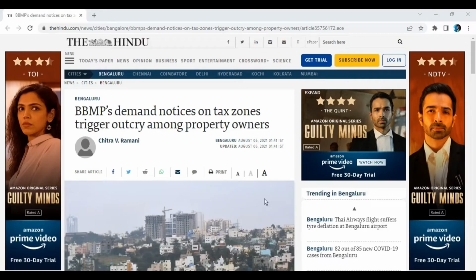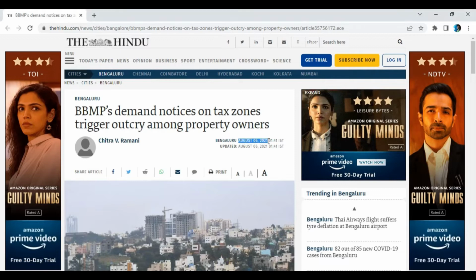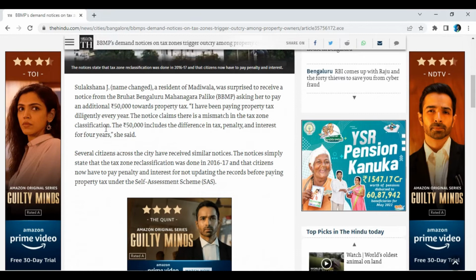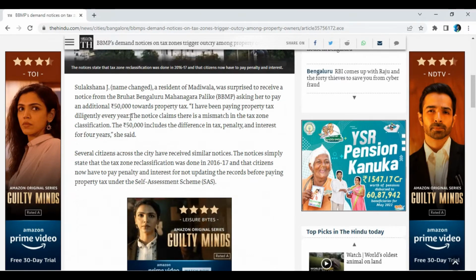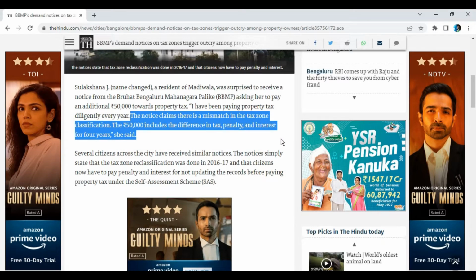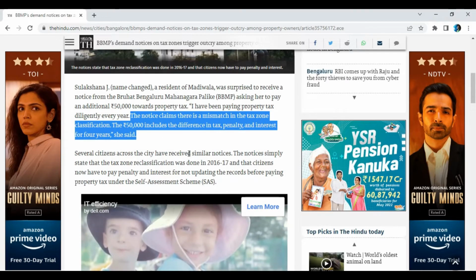So people continued paying the tax the same way. BBMP did not raise the issue over the years. So 2016-17 went, 18-19-20 went. In 2021 is when BBMP finally woke up and said, okay, you taxpayers have not been paying the right tax. The zone classifications changed in 2016-17, but you are still paying based on the old zone, which happens to be wrong. So now you are liable for penalty, and you're also liable for paying interest on that penalty.